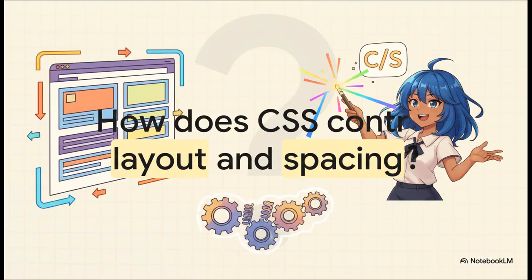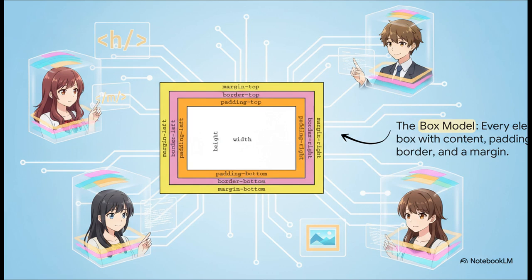But wait a minute, how does this really work? I mean, changing the color of some text, that seems straightforward enough. But how does CSS know exactly how much space to put between things? How does it handle the whole layout? Well, here's the secret. It's something called the box model. CSS basically treats every single element on the page, a heading, a picture, anything, as if it's living inside its own invisible box. And once it's in a box, CSS can control everything about it. The content in the middle, the padding or empty space inside the box, the border itself, and the margin, which is the space outside the box.